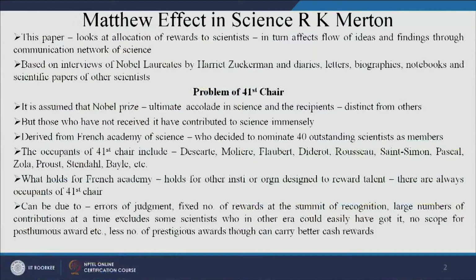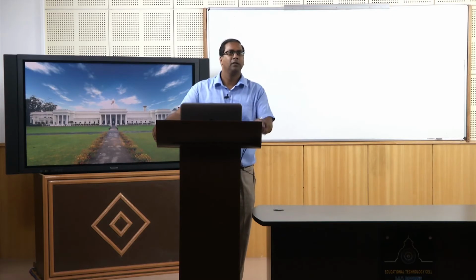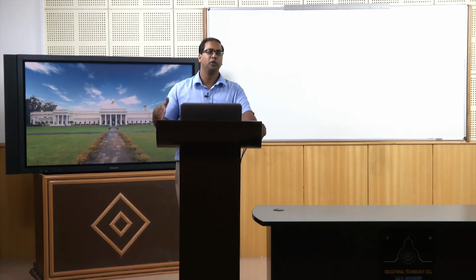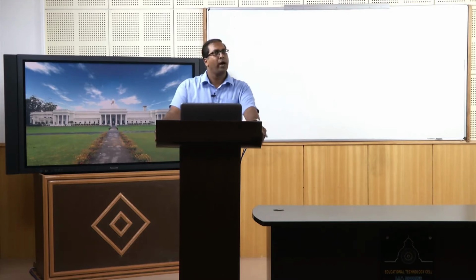Now, what holds for the French Academy holds for other institutions and organizations which are designed to reward talent. There will always be 40 occupants of the 41st chair. There will always be some people who will be left out. There will be people who will be left out of the Nobel Prizes in a particular year or in a particular period of time, or people who will be left out of other notable, renowned awards or rewards. Now, why does it happen?